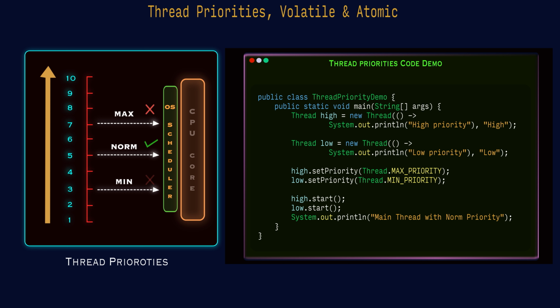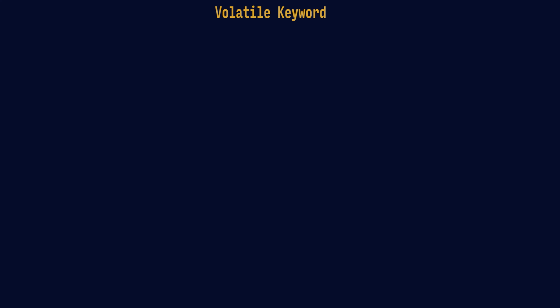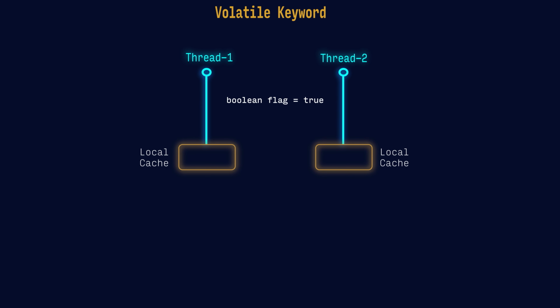Now let's move on to the next topic, that is the visibility problem with shared data between threads and how we can resolve it with the volatile keyword. Let's consider an example. Suppose we have two threads, thread 1 and thread 2, and they are holding a common Boolean variable called flag, which is initially assigned the value true.